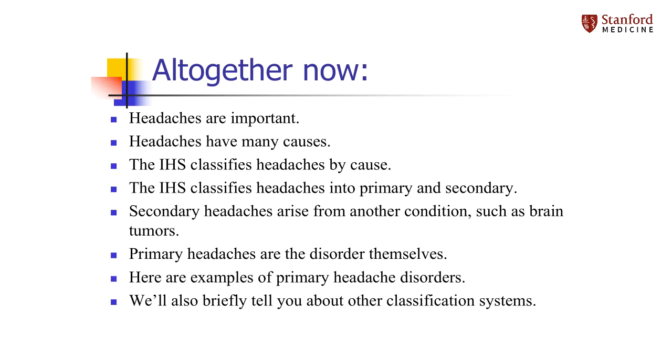So let me pull all of those sentences together now and use this to help me organize and edit the paragraph. So we get headaches are important, headaches have many causes, the International Headache Society classifies headaches by cause, they classify headaches into primary and secondary. You can see the repetition here. Secondary headaches are this, primary headaches are this. Here are some examples, and then this, we're going to also tell you about other classification systems.